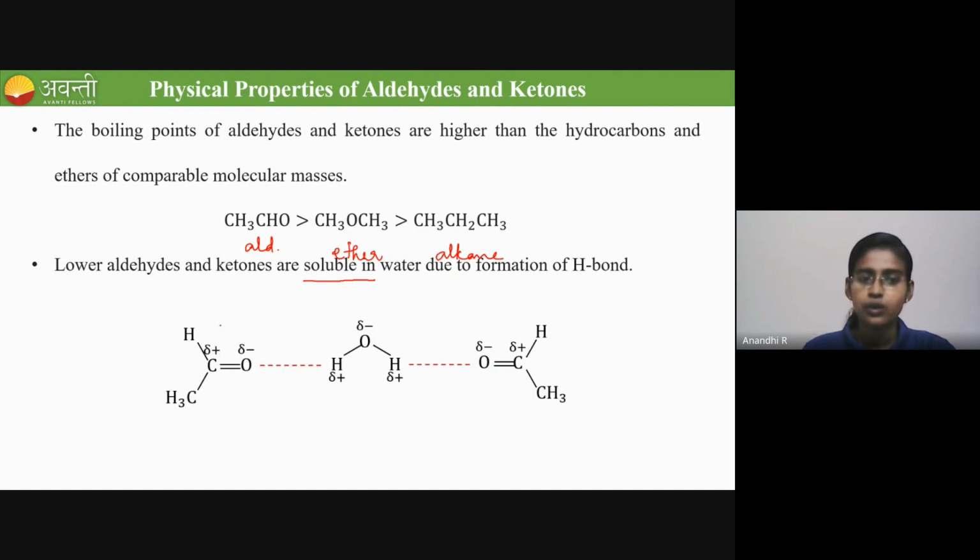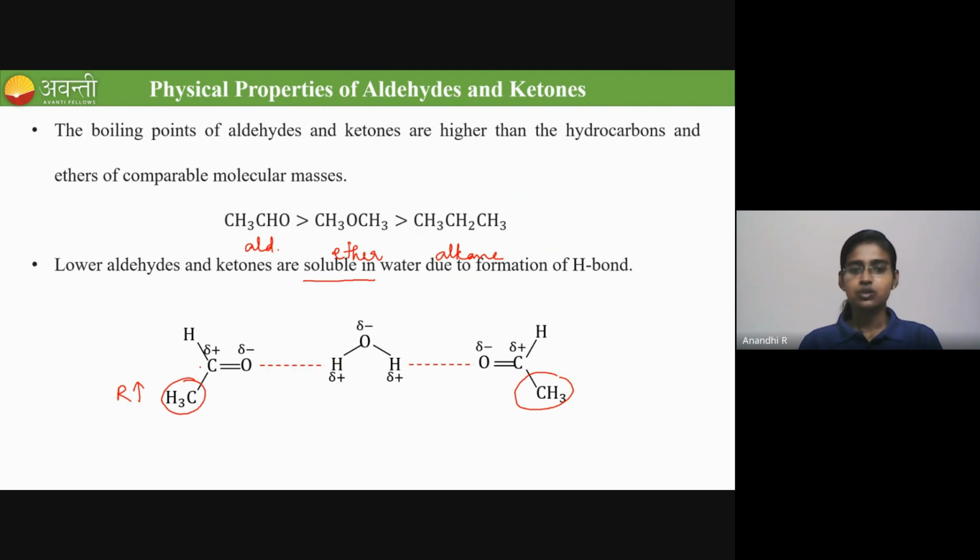See here, the lower aldehydes, like 1 carbon, 2 carbon, up to 4 carbon, are soluble in water itself because the R group is very small. So the corresponding aldehyde will go and form hydrogen bonding with the water and get dissolved in it. When the size of the R group increases, the tail part increases and the head is very small, so that the head cannot come and form the bond with the hydrogen and get dissolved in it.